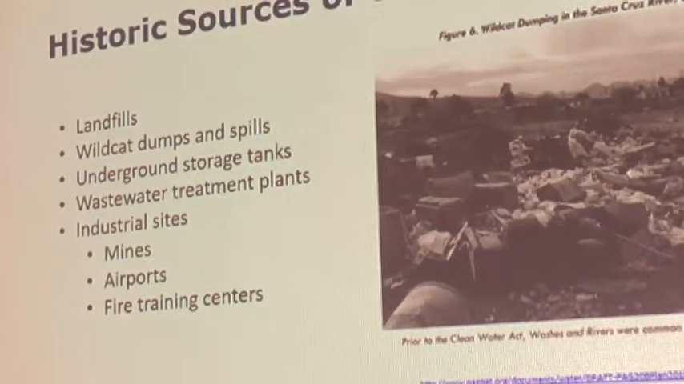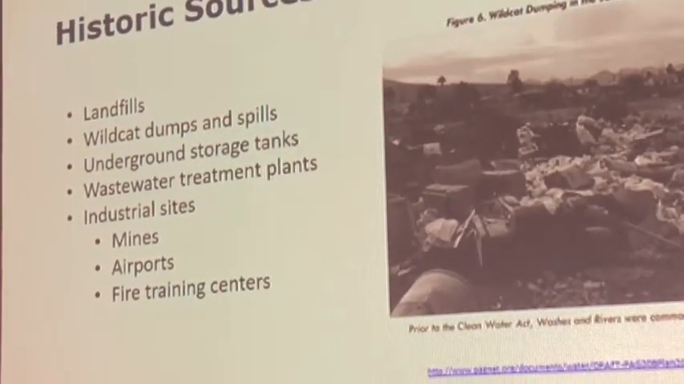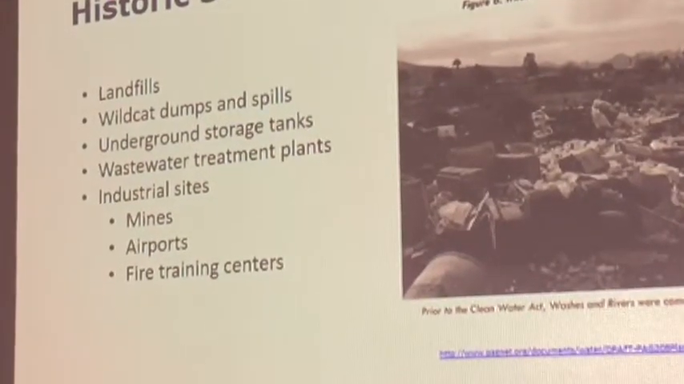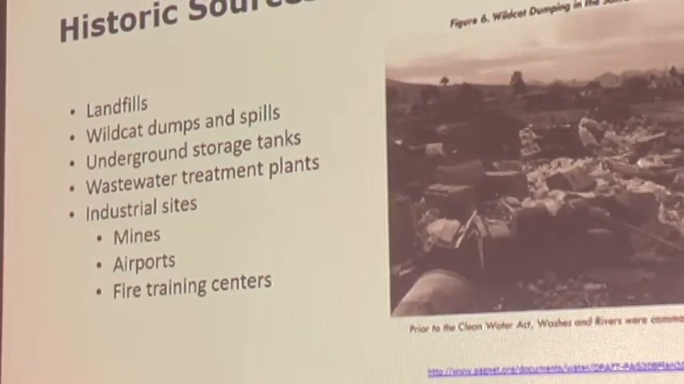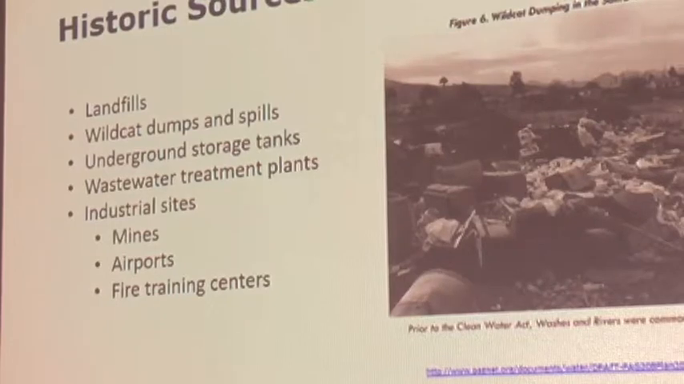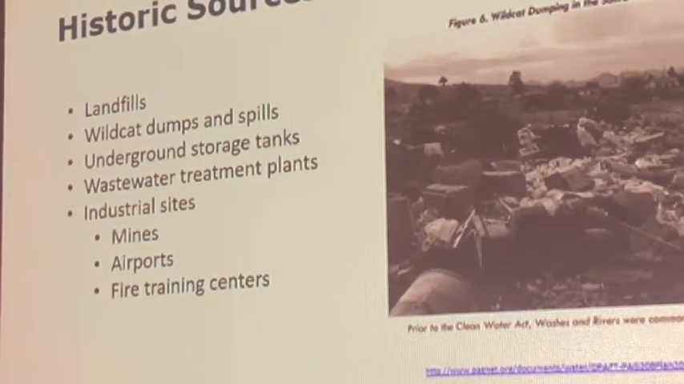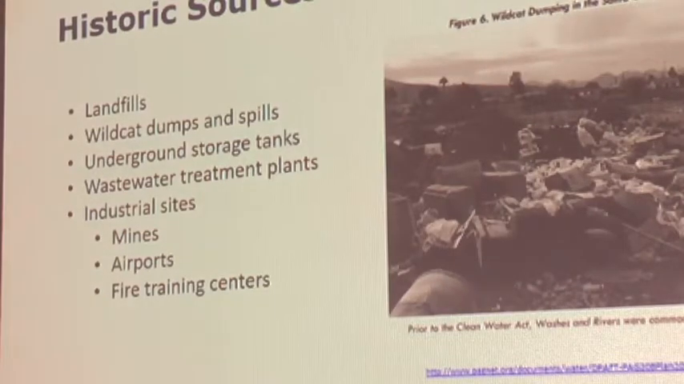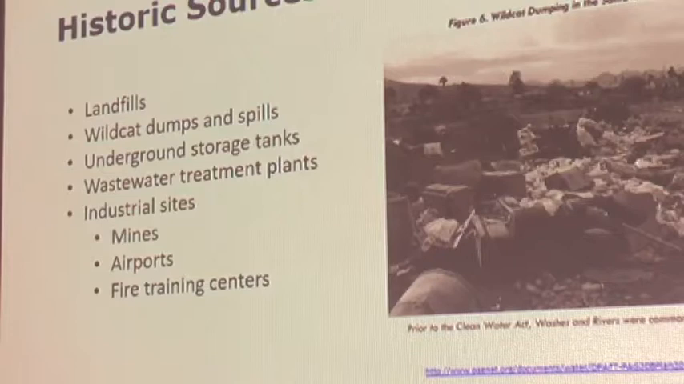So where does water pollution come from? There are a lot of historic sources that may not currently be sources, but once it's in the groundwater, it's in the groundwater. So landfills and wildcat dumps and spills. This is a picture of a wildcat dump. Underground storage tanks. Those are the tanks at gas stations where they used to have them all underground, and you go up and it seemed all clean and nice and you didn't know it was dripping into the ground. Wastewater treatment plants, not always, but sometimes.